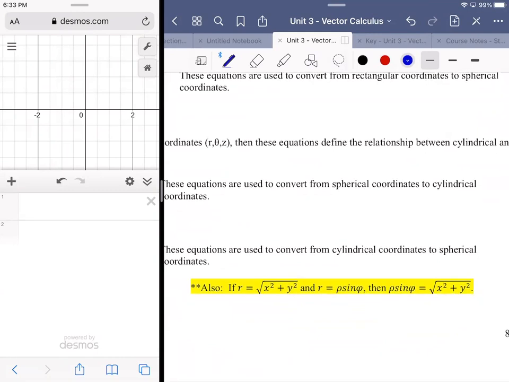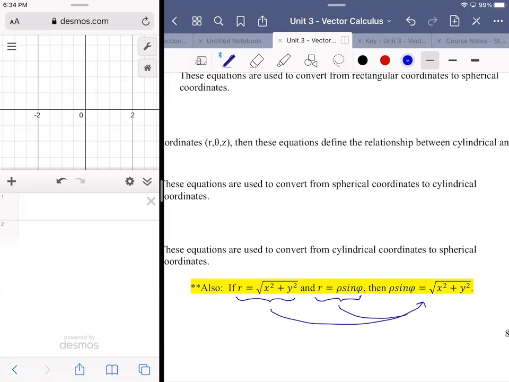That might have been the one. So we have r is equal to the square root of x squared plus y squared from way back when. R is equal to rho sine of phi from this page. So they're therefore equal to each other. So that's where this relationship comes into play.